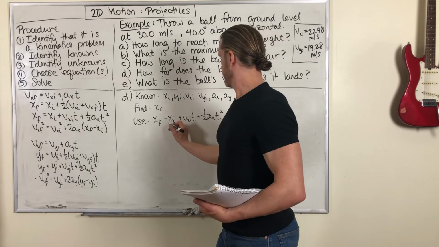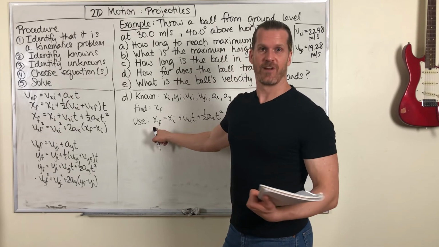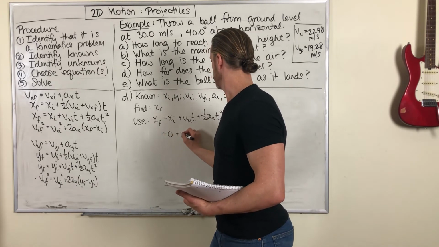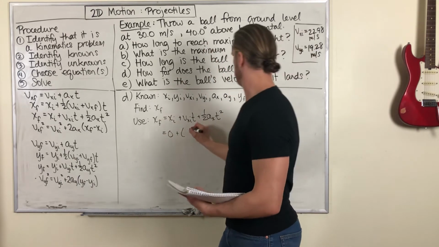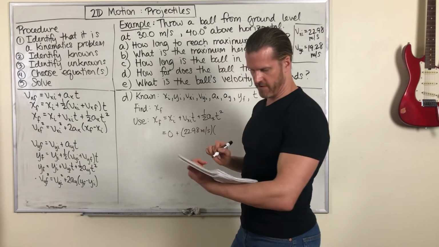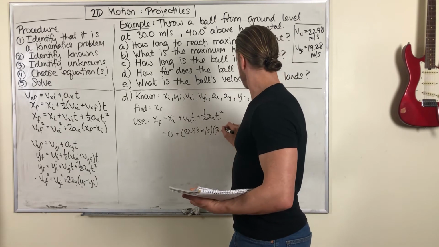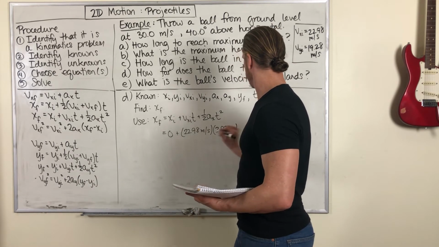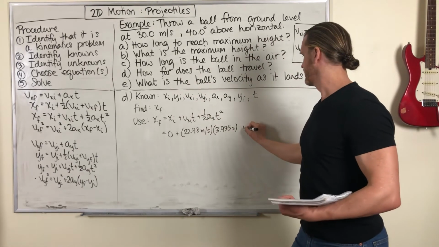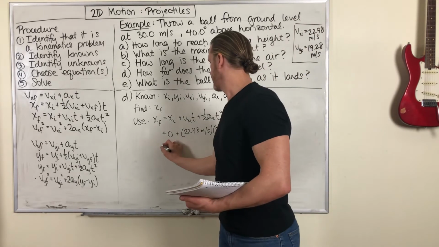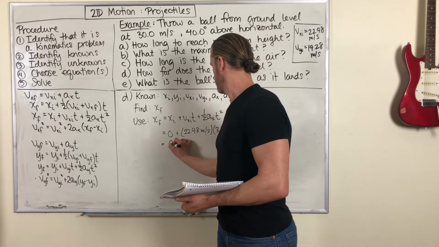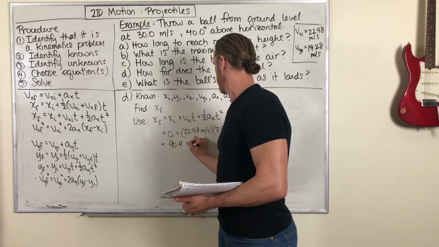All right, so we don't even have to do any algebra. It's already in the right form, so just plug in the numbers. X initial is 0, the x initial velocity is 22.98 meters per second. That time was 3.935 seconds with my extra digit, and there is no acceleration in the x direction, that term is 0. So the ball travels 90.4 meters.